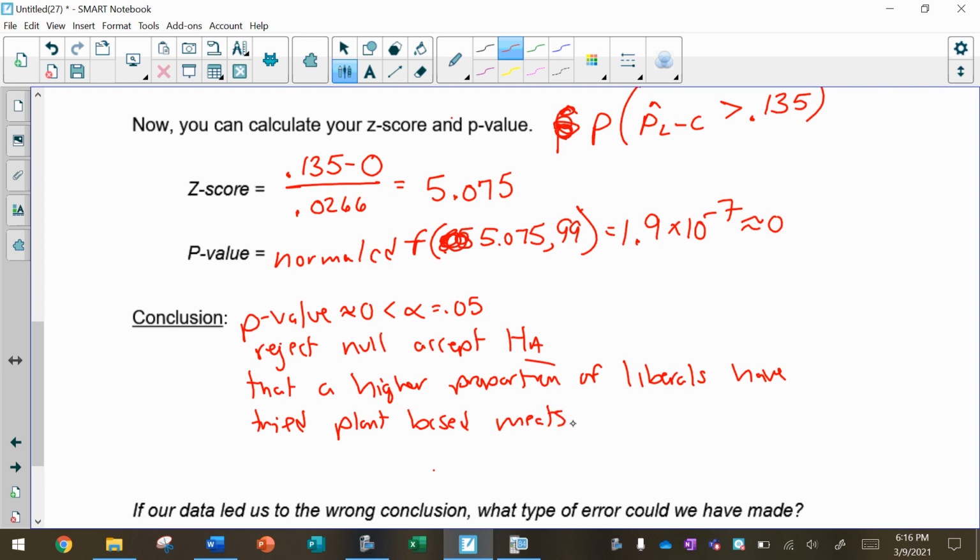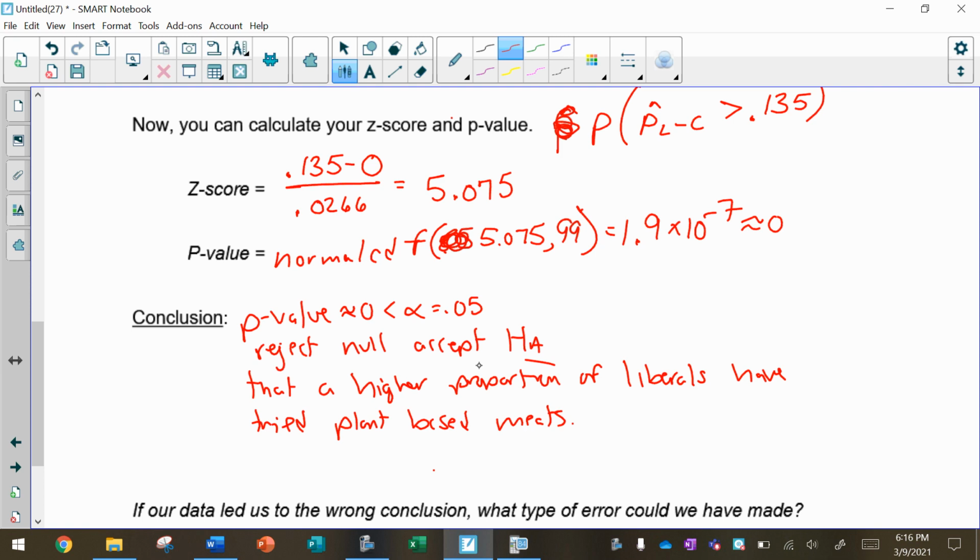If we had failed to reject the null, you would say we failed to reject the null, that there's no difference in the proportion of conservatives and liberals that tried plant-based meats. Here, when we accept the alternative, we're saying there is a difference. And the difference is that the proportion is higher among the liberals.